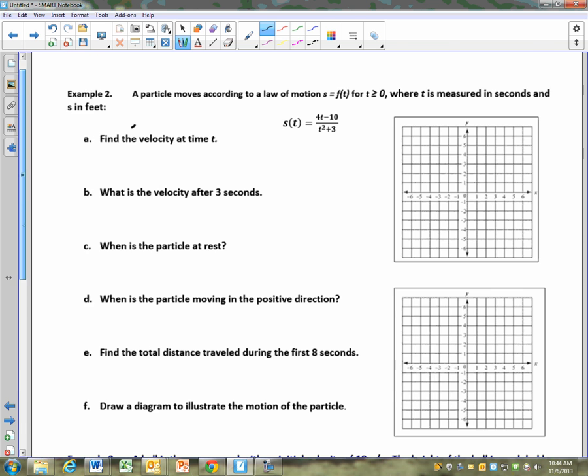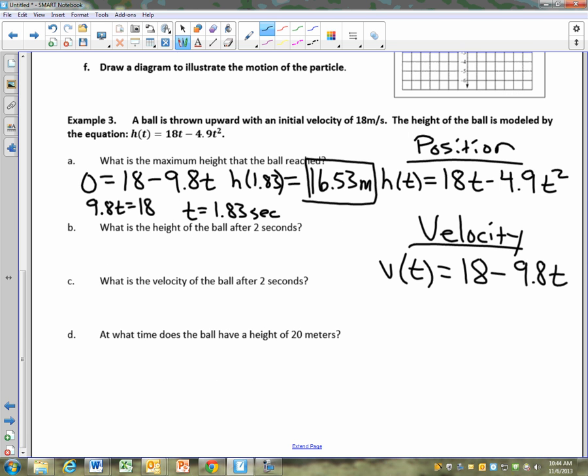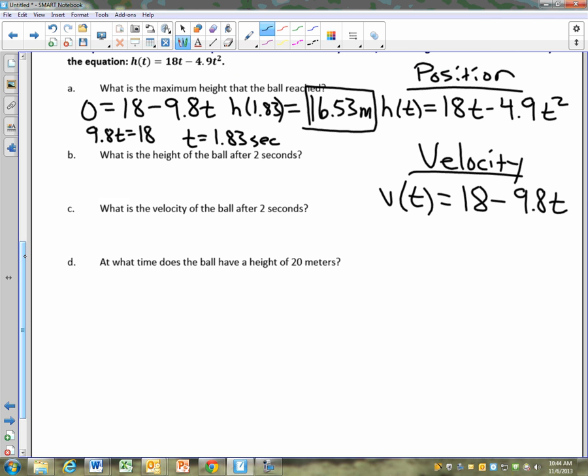It says, what is the height of the ball after 2 seconds? Height of the ball after two, which one do I plug it into? Position. So I've got h of 2 equals 36 minus 4.9 times 4. The height should be positive. 36 minus 19.6, which is 16.4 meters.